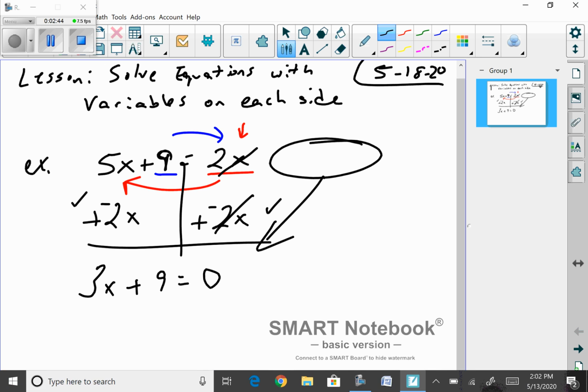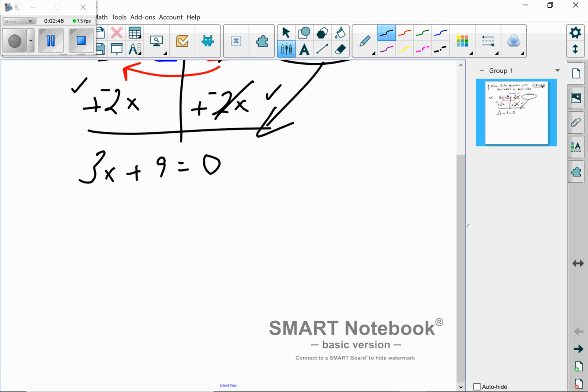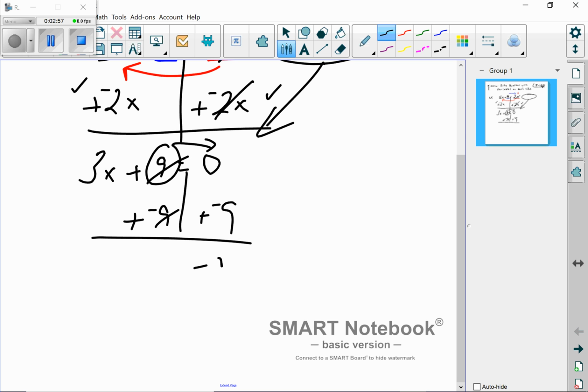Now we look like a two-step equation. Upside down T again. Want to move the 9 over to that side, so plus a negative 9 to both sides would give me a negative 9 equals 3x, and everybody knows what to do now. Divide by that 3, and x equals negative 3 for the solution.